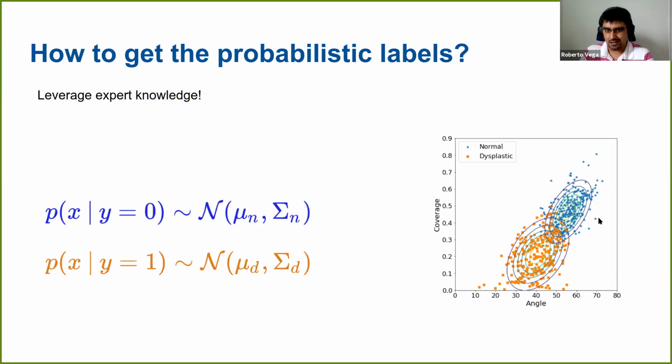And then we can get this very easily from these points. And we do the same for the orange model. So now we have the model. Now we have the probability of x given y equal healthy, and the probability of x, where x is the pair angle coverage, when y is equal to having dysplasia.